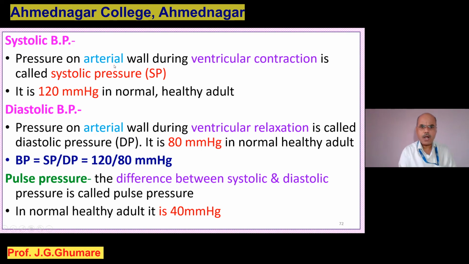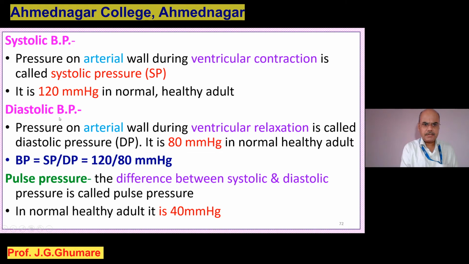So the pressure on the arterial wall during ventricular contraction. Now think of it, the pressure on the arterial wall due to ventricular contraction will be little maximum. This is called systolic BP or systolic pressure. In a normal healthy person taking rest, systolic BP will be 120 mmHg, which we measure in a mercury column.